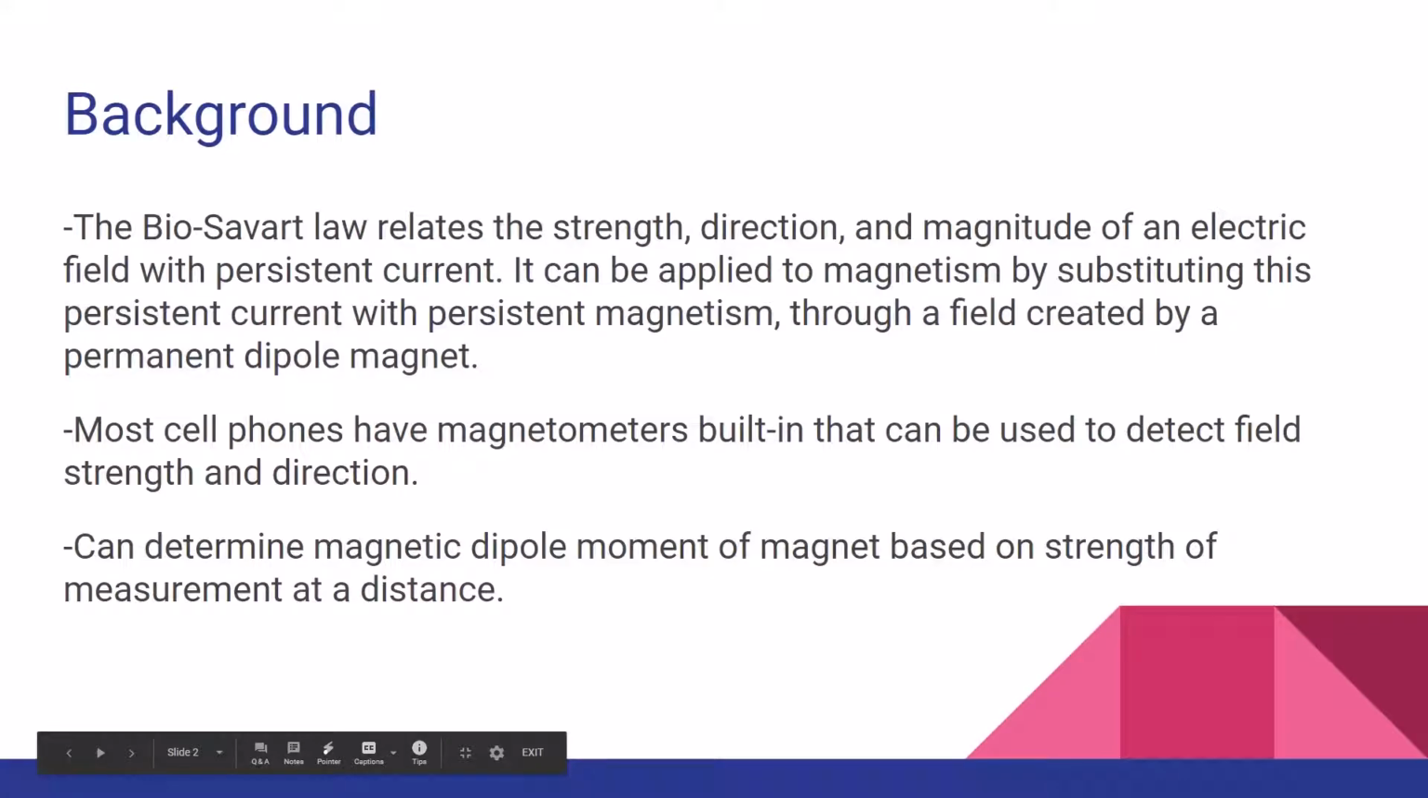To start off, we have the Biot-Savart law, which relates the strength, direction, and magnitude of a field with its persistent current. It can be applied to magnetism by substituting the persistent current with persistent magnetism, such as through a field created by a permanent dipole magnet. Additionally, for this experiment, it's important to note that cell phones have magnetometers built in that can be used to detect field strength and direction, and that we can determine the magnetic dipole moment of a magnet based on the strength of the measurement at a distance, through the Biot-Savart law.